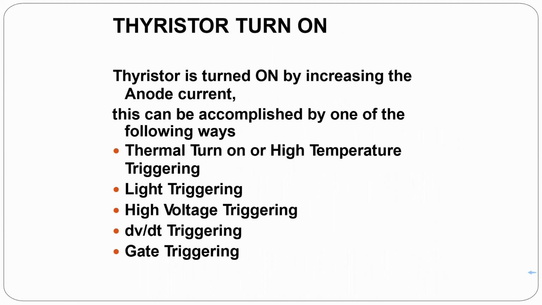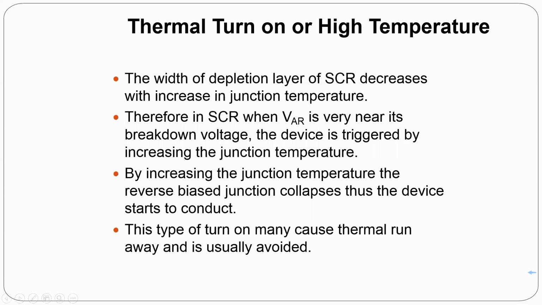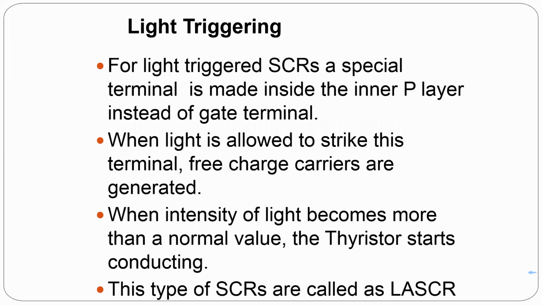Now, the different methods of turn on, that is, how we can turn on a thyristor. We can turn on by different methods. The first method is thermal turn on, or high temperature. When the temperature increases, the depletion layer width decreases, and this results in the turning on of the thyristor. But normally this is not used as it may damage the thyristor, so it is normally avoided.